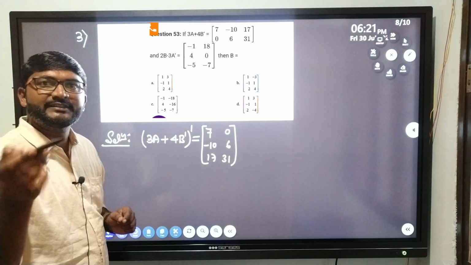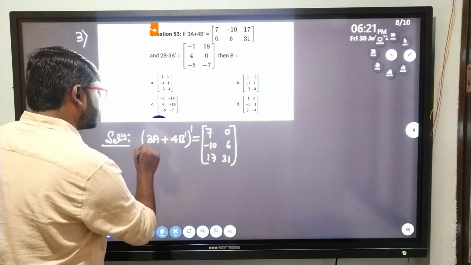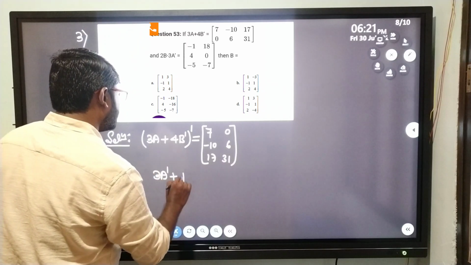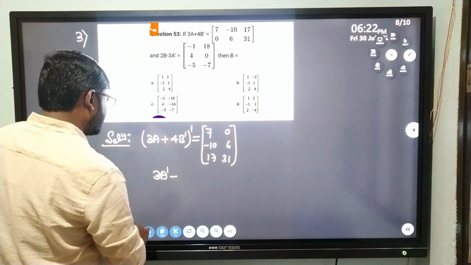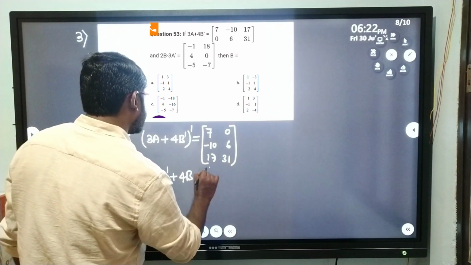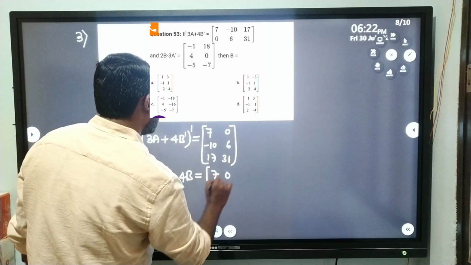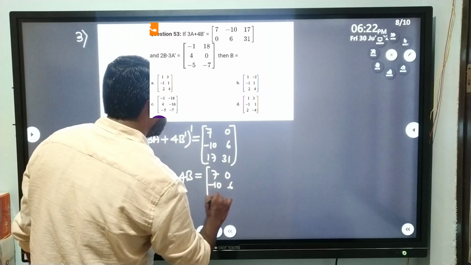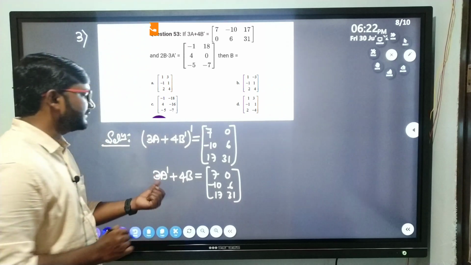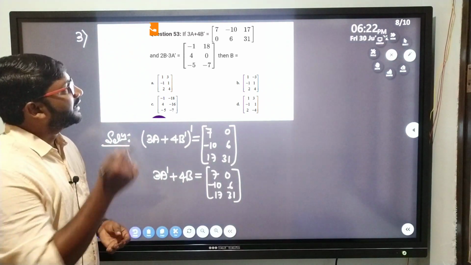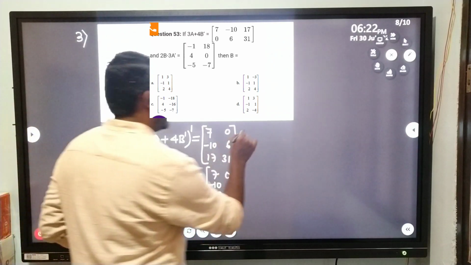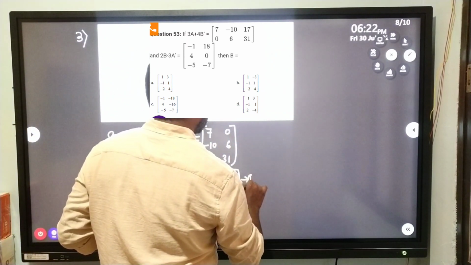Now this is in the form (A + B)', which is A' + B'. So (3A + 4B)' is 3A' + 4B'. This is equal to 7, 0, -10, 6, then 17, 31. I call this equation number 1.